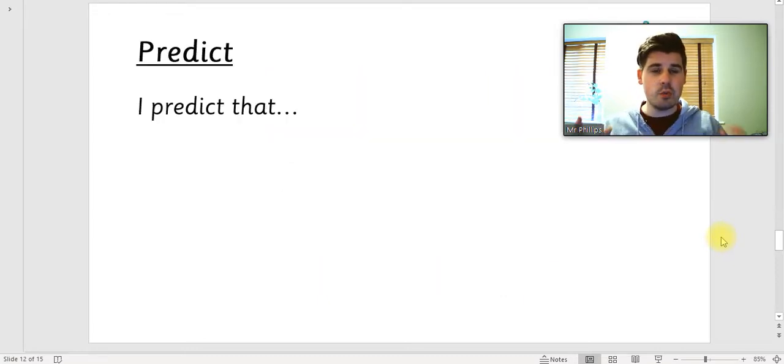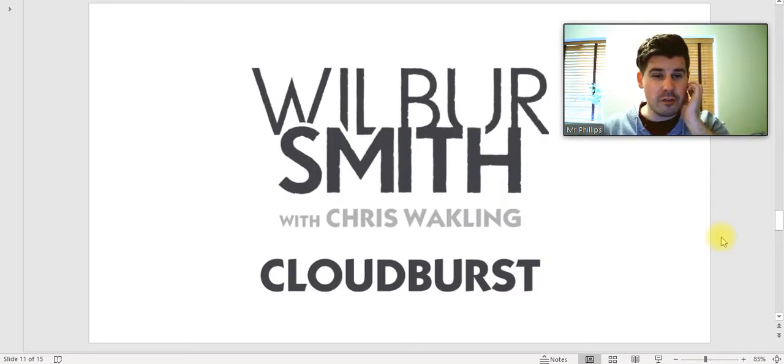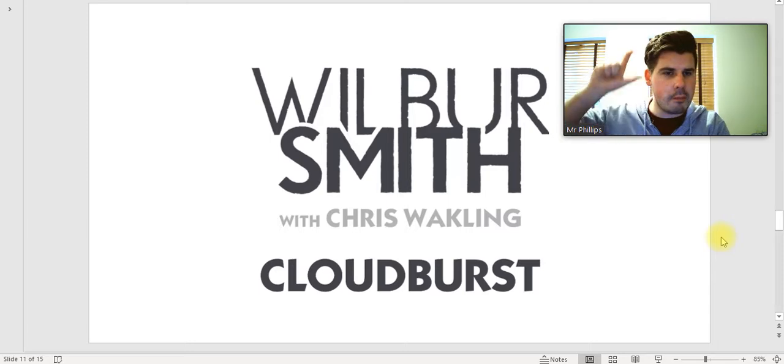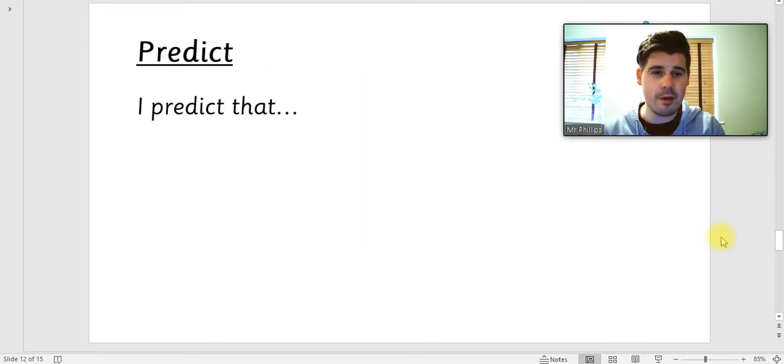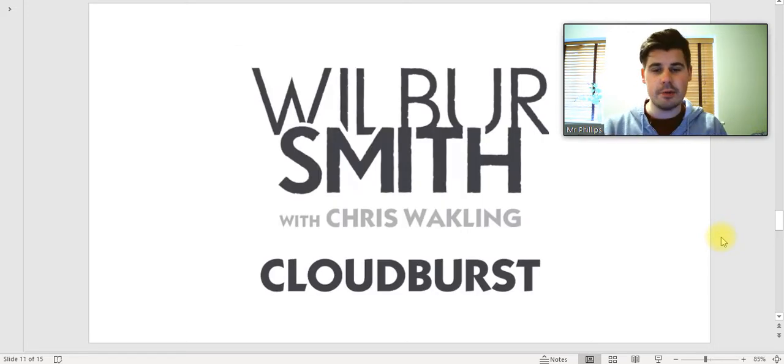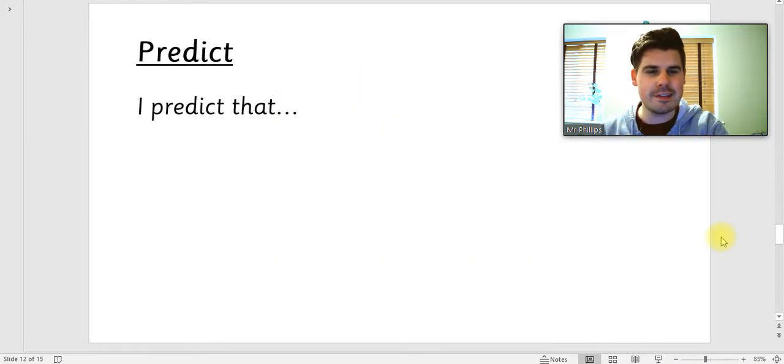So, first thing we need to do is predict using 'I predict that'. All we've got to go off at the moment is the name Cloudburst, and I'm going to tell you it's an adventure book. The logo for the adventure book is like a travelling stamp with a plane behind it. Those are all the hints I'm giving you. So can you have a little go on your piece of paper under a little subheading of predict? Write 'I predict that', and then tell me what you think this book might be about. Don't say, 'I predict that it's about clouds bursting', because that's just the name of the book. You need to tell me what you think it's going to be about.